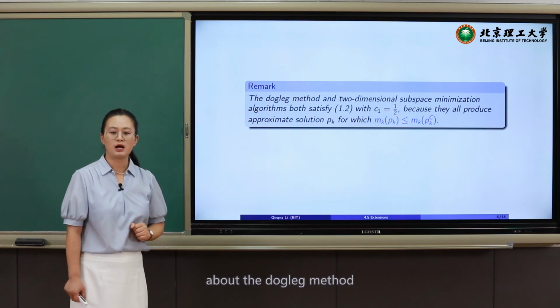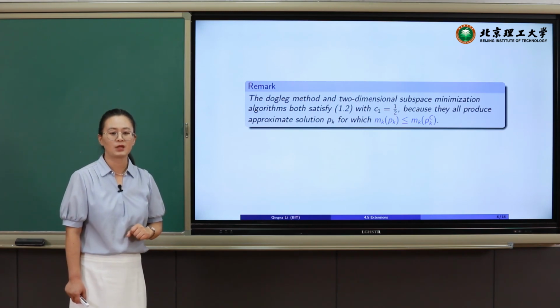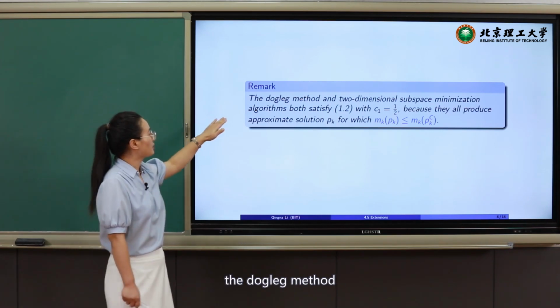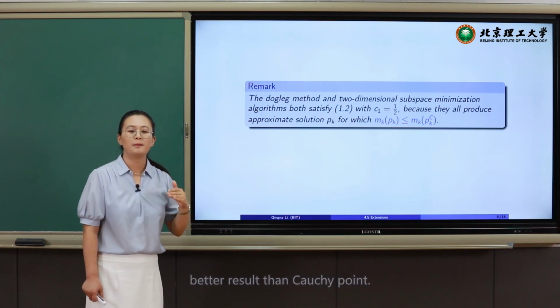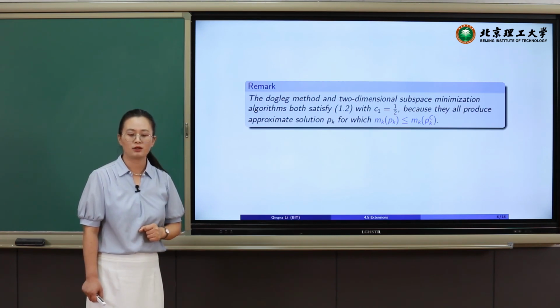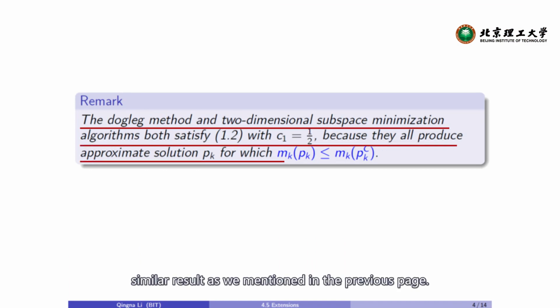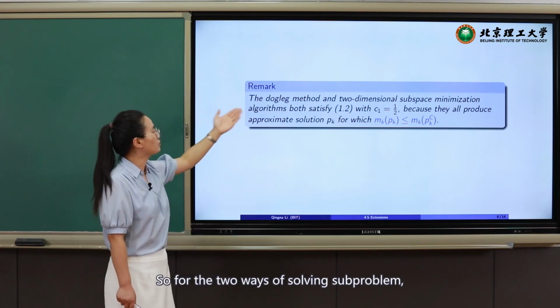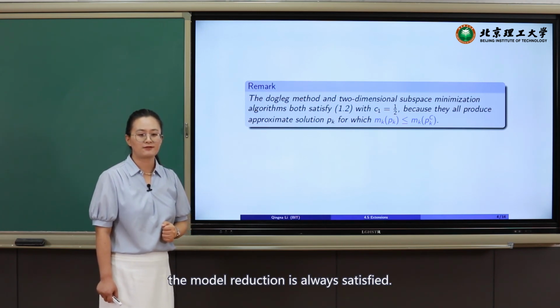Now, we have some remarks about the dogleg method and the two-dimensional subspace minimization method. Recall that the dogleg method and the two-dimensional subspace minimization method always provide a better result than the Cauchy point. Therefore, they also have a similar result as we mentioned in the previous page, and they enjoy the lower bound property. So for these two ways of solving the subproblem, the model reduction condition is always satisfied.